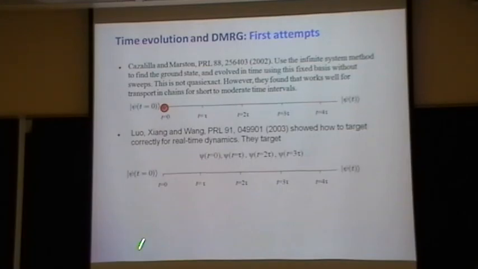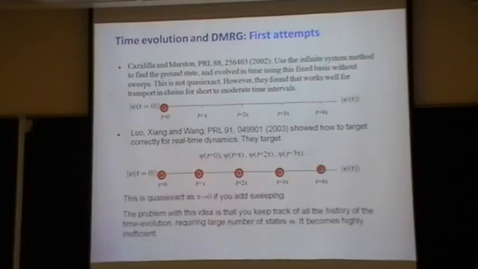A later proposal by these authors here was to target not only the ground state, but keep track of the history of the state. So by targeting the states at t0, tau, 2 tau, and accumulating all the information that you're collecting at every time step. But of course, as you accumulate more information, you need to keep more states. You need to grow your basis. This becomes uncontrollable, basically. It works, but it's not optimal.